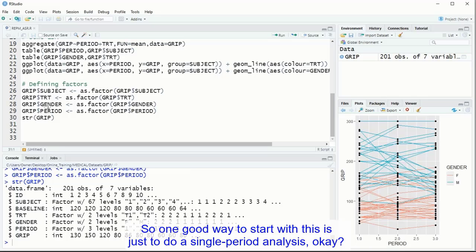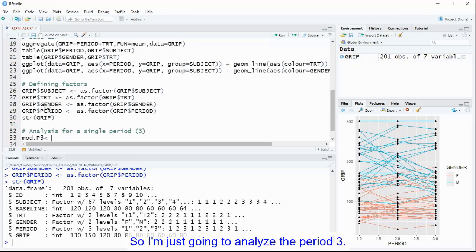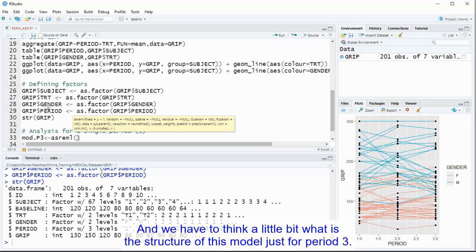One good way to start with this is just to do a single period analysis, okay? This is useful in order to assess how each of the periods is doing, or if we have, for example, outliers. So I'm just going to analyze period 3. And we have to think a little bit about what the structure of this model is just for period 3.